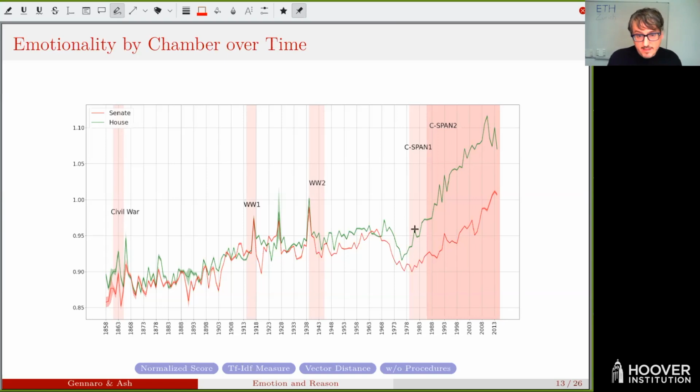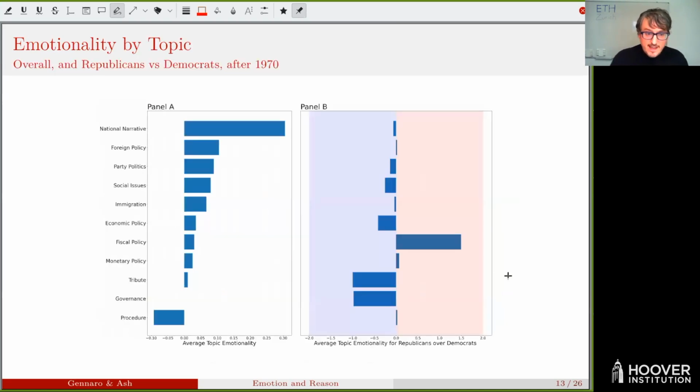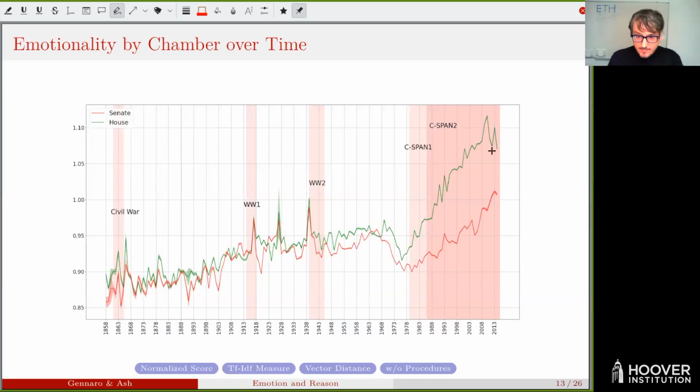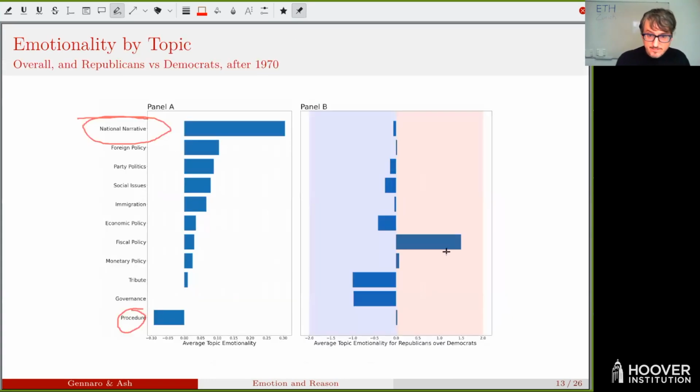It's specific to politics. As I mentioned a second ago, the national narrative, for example, talking about patriotism, those are the most emotional topics in Congress, whereas procedure is the least emotional. So that makes sense, right? I should also say that these trends here are not driven by the procedure topic. If we drop the procedure topic, these are still there.